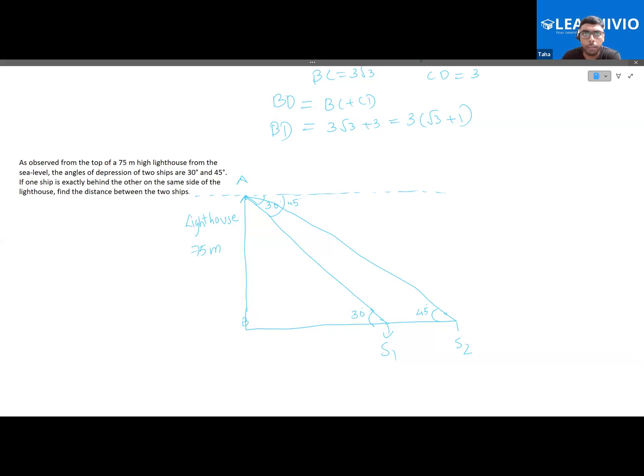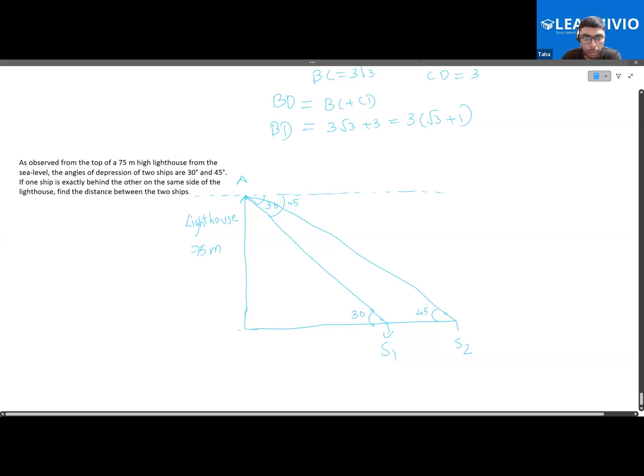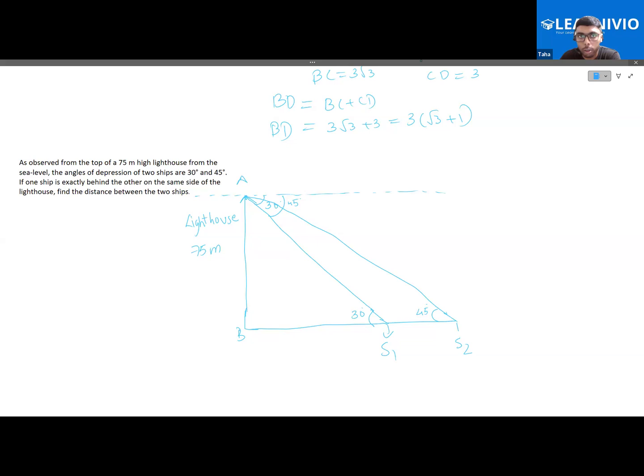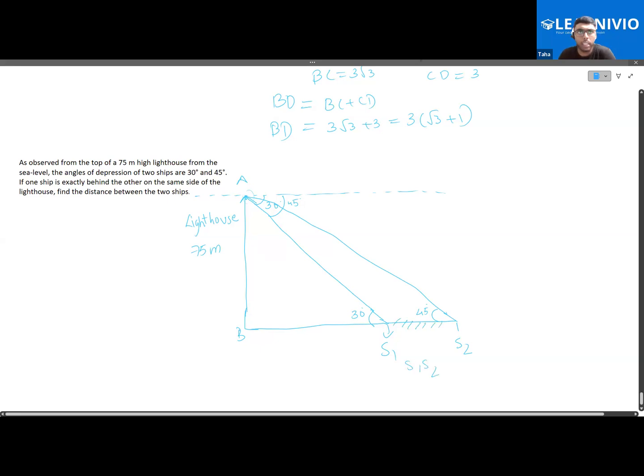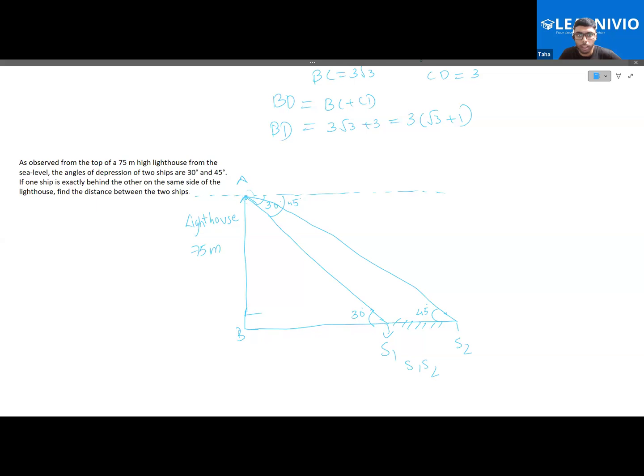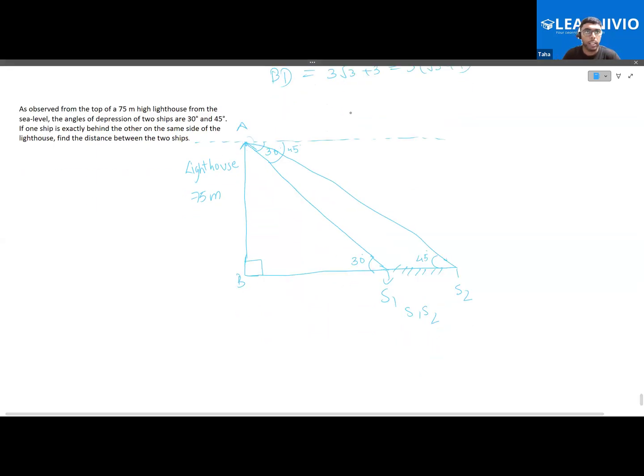So meaning the observer standing at point A at the lighthouse is looking at both the ships from the same side of the lighthouse. Okay, from the same direction. So from this point of observation, both the ships are at point S1 and S2. So we need to find this distance S1 S2. Okay, is that clear? Is that understandable? Is it making sense? Let's see if we arrive at the answer.